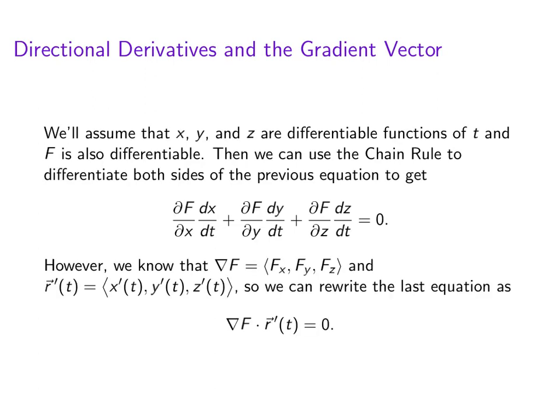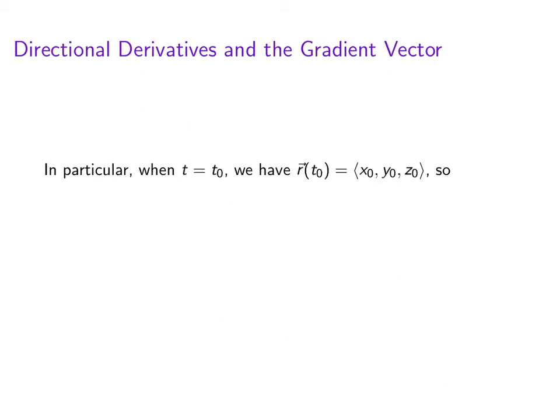Now we know that the gradient of f is equal to (fx, fy, fz), and r prime is equal to (x prime, y prime, z prime). So really we can rewrite this whole thing as just being del f dot r prime equals 0. And when t is equal to t naught, we know that r of t naught is equal to (x naught, y naught, z naught). So now we can say that del f at (x naught, y naught, z naught) dotted with r prime at t naught is equal to 0.